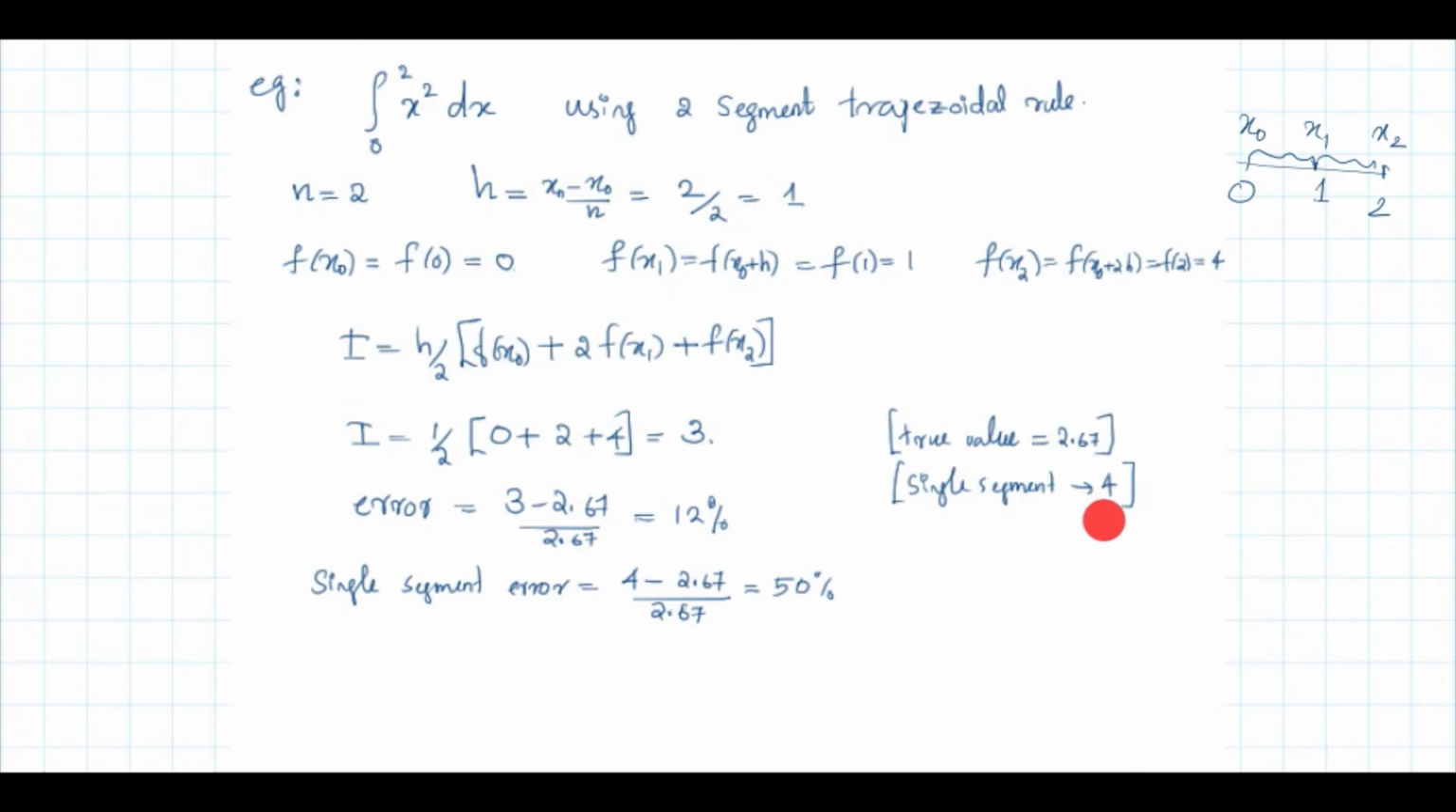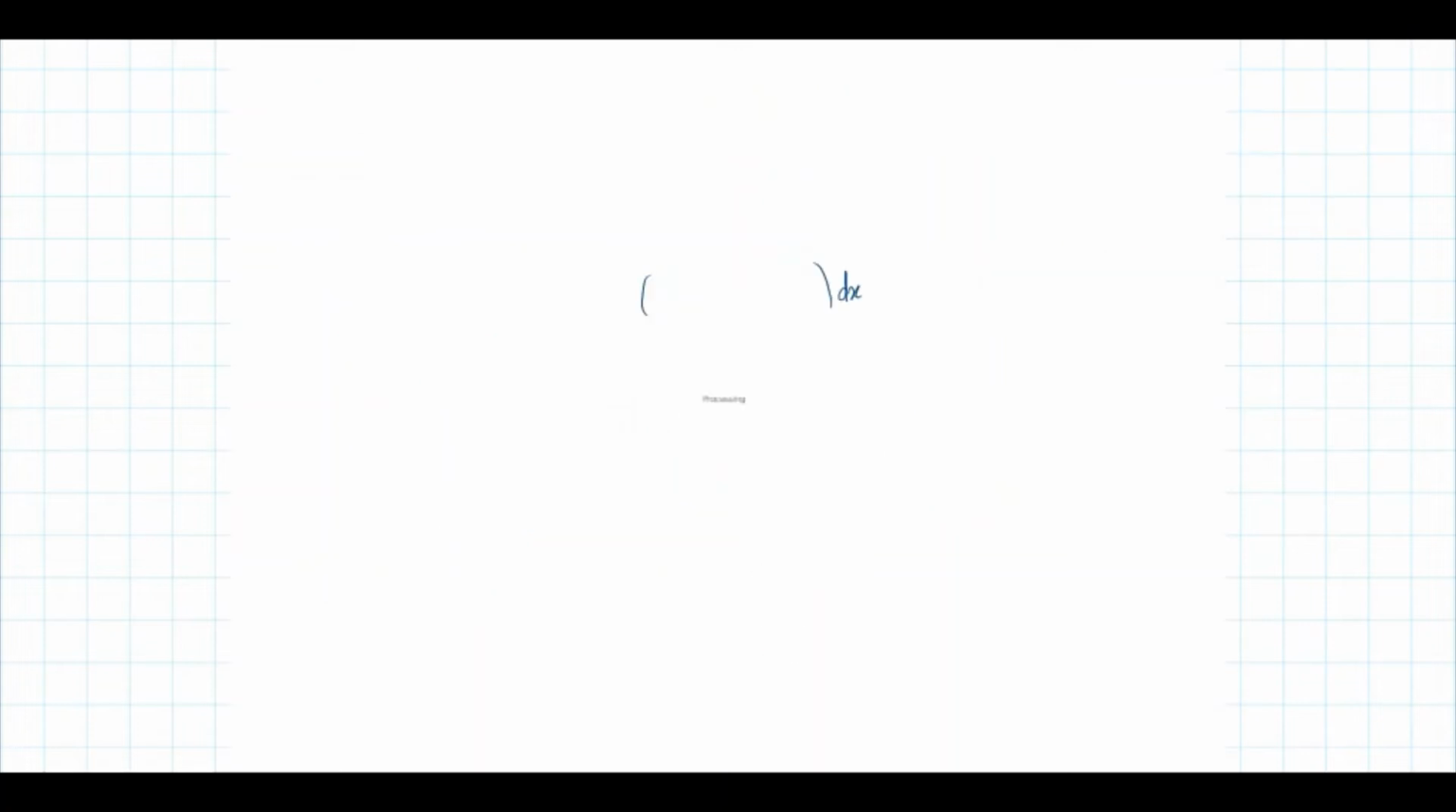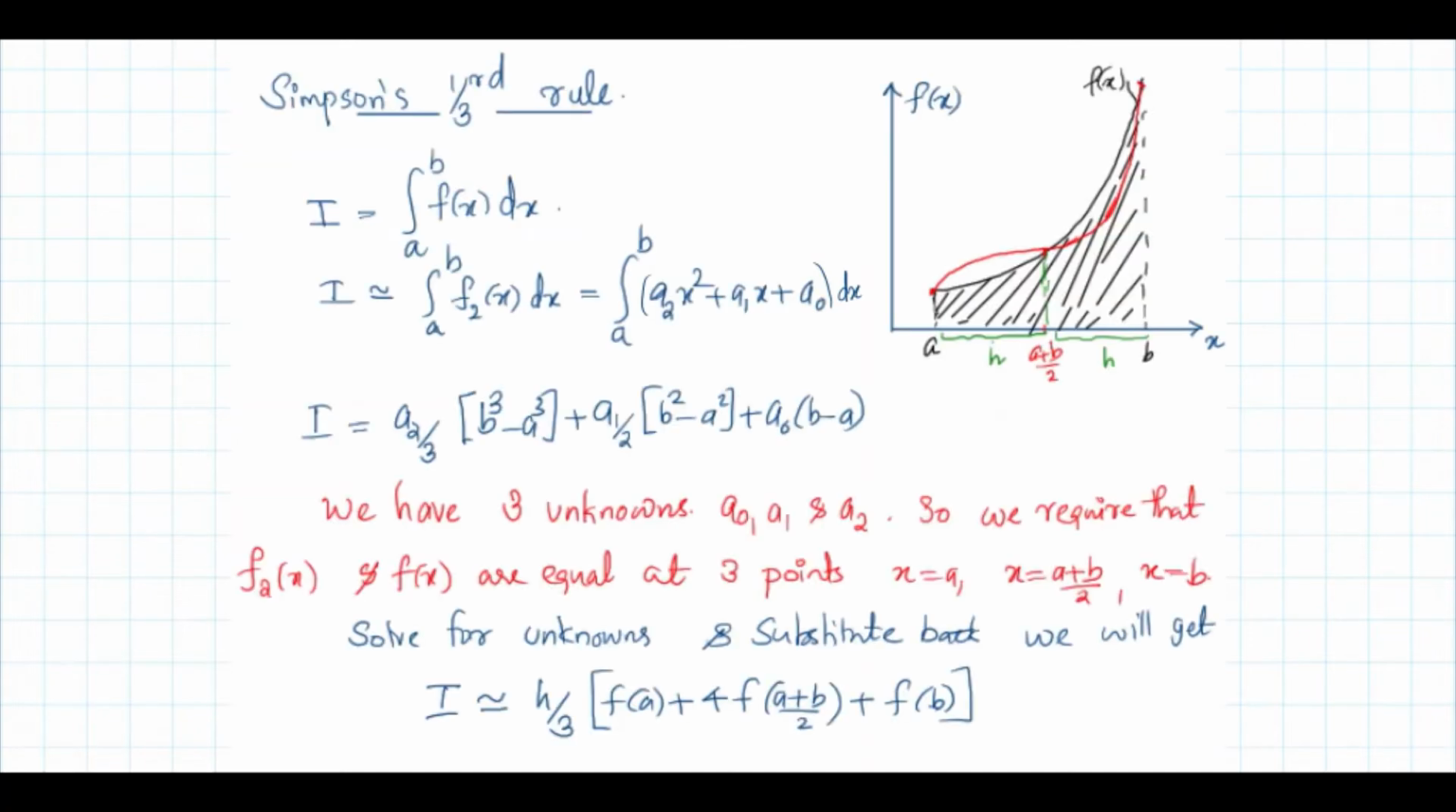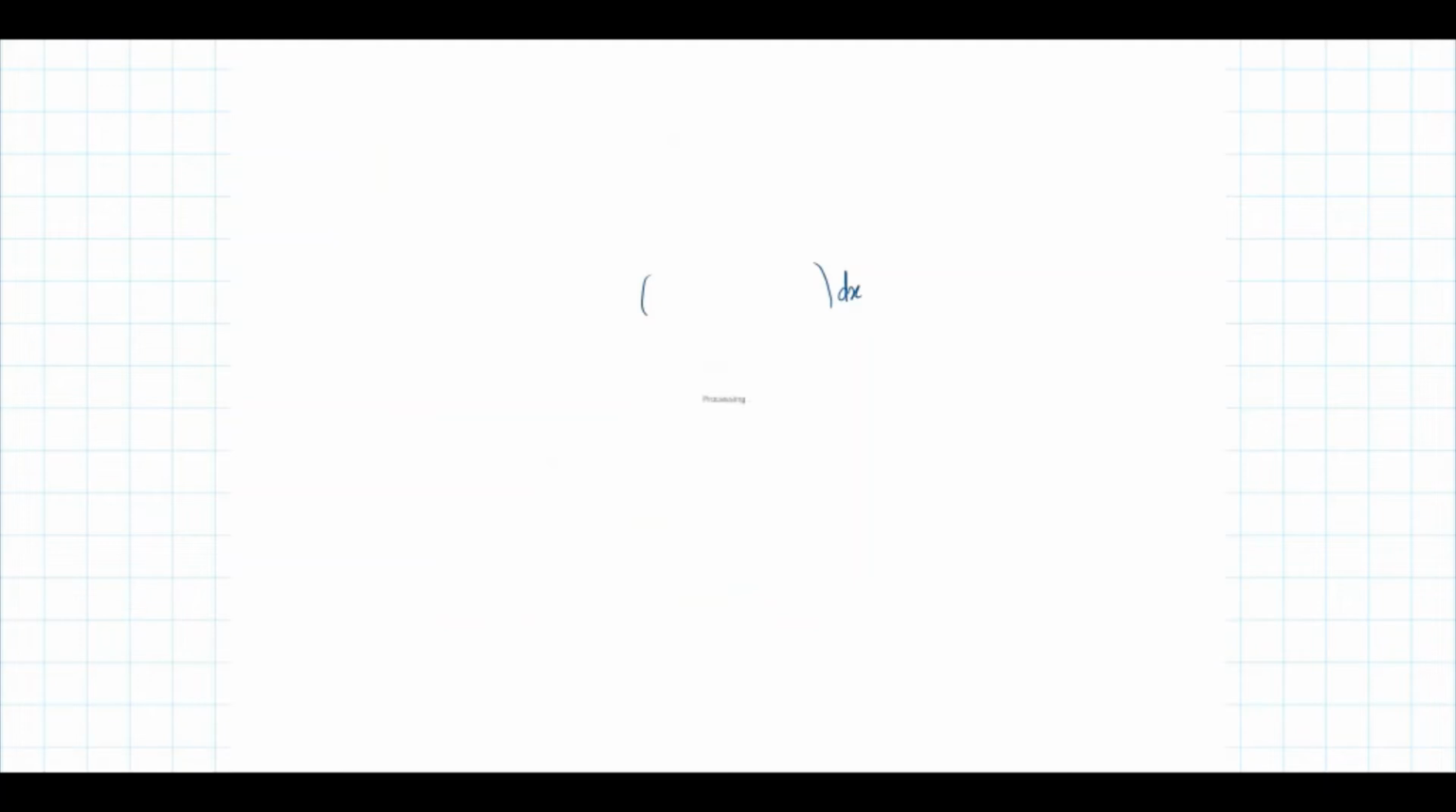Single segment you obtained a value of 4, but now with the 2 segment you obtained a value of 3. So error is only 12%. Earlier error was 50%. Okay, so error gets reduced by using 2 segment trapezoidal rule. So by increasing the number of segments, you can increase the accuracy of the result. And since these are actually done by computer, no issue. If you take any number of segments, the answer will come very quickly.